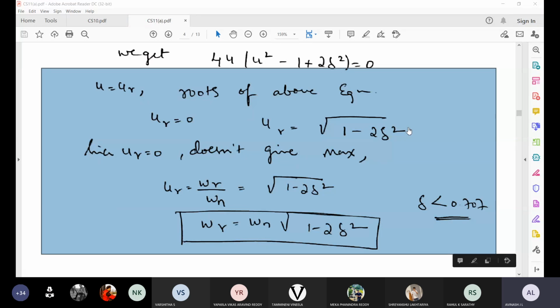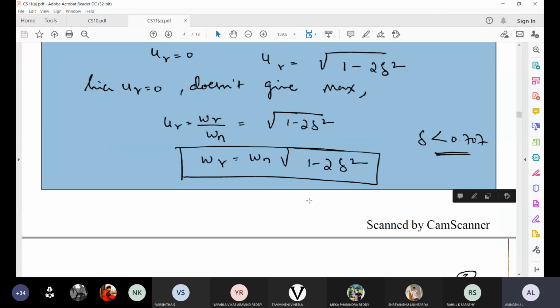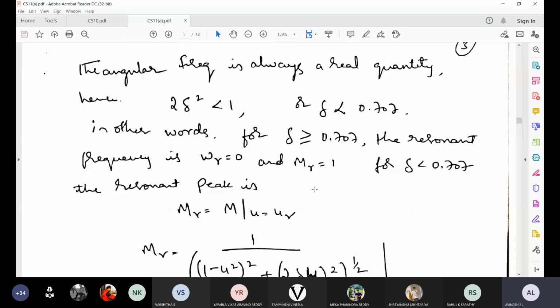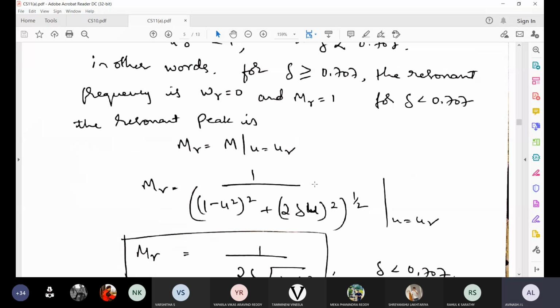So we can go through this particular equation. The angular frequency is always a real quantity. Hence 2δ² should be less than 1. In other words, for δ greater than or equal to 0.707, the resonant frequency is ω_r equal to 0 and M_R equal to 1.